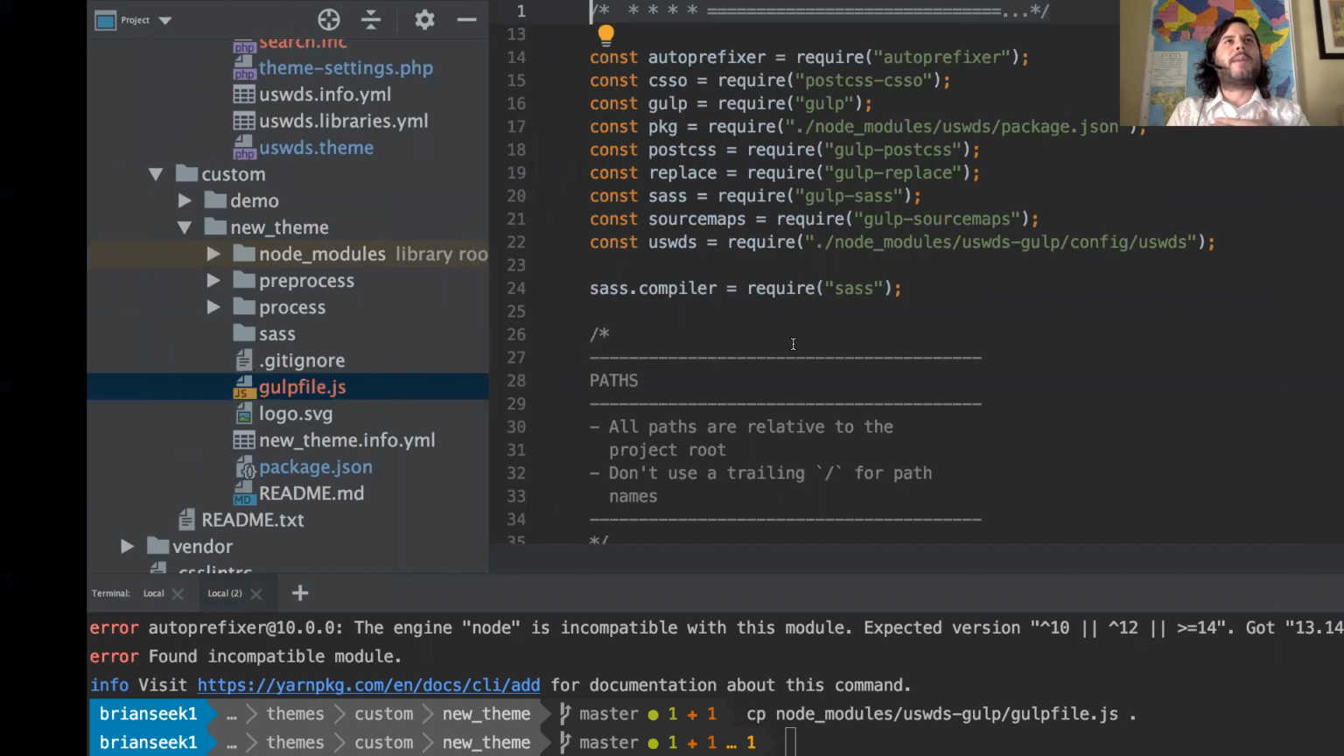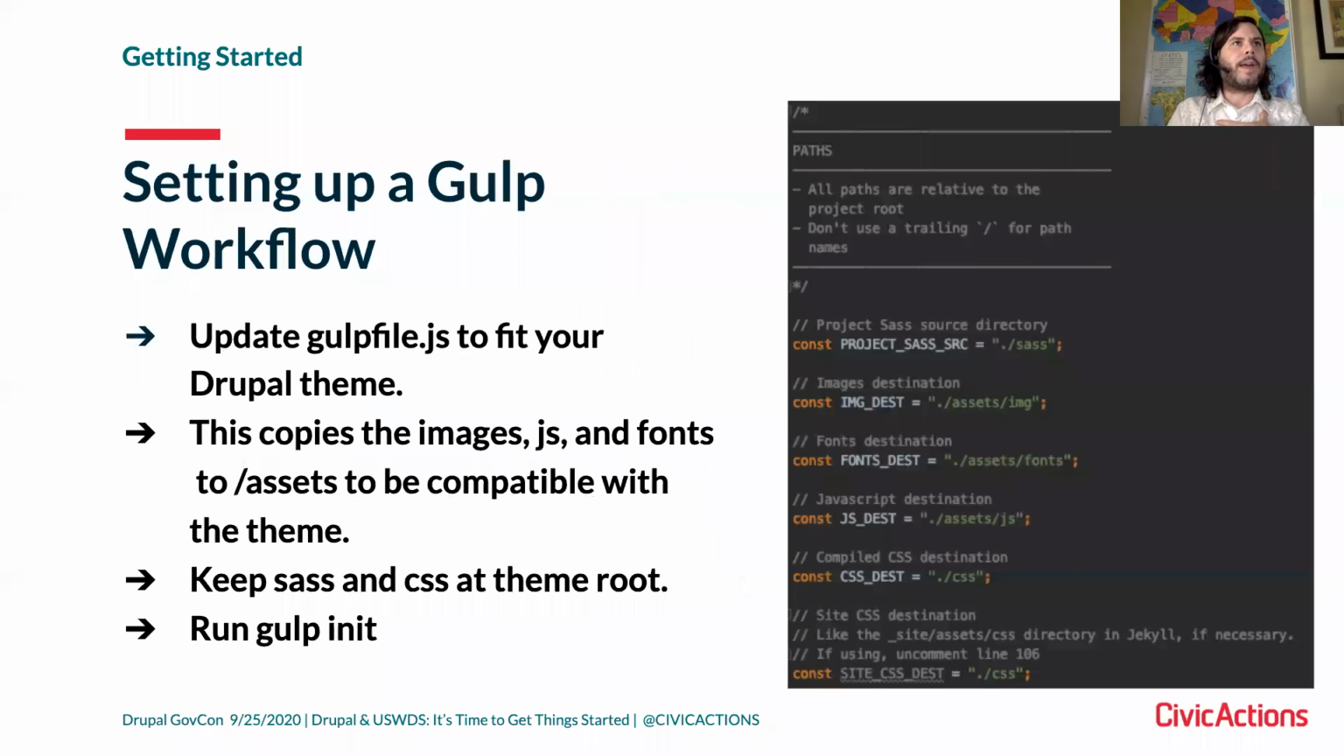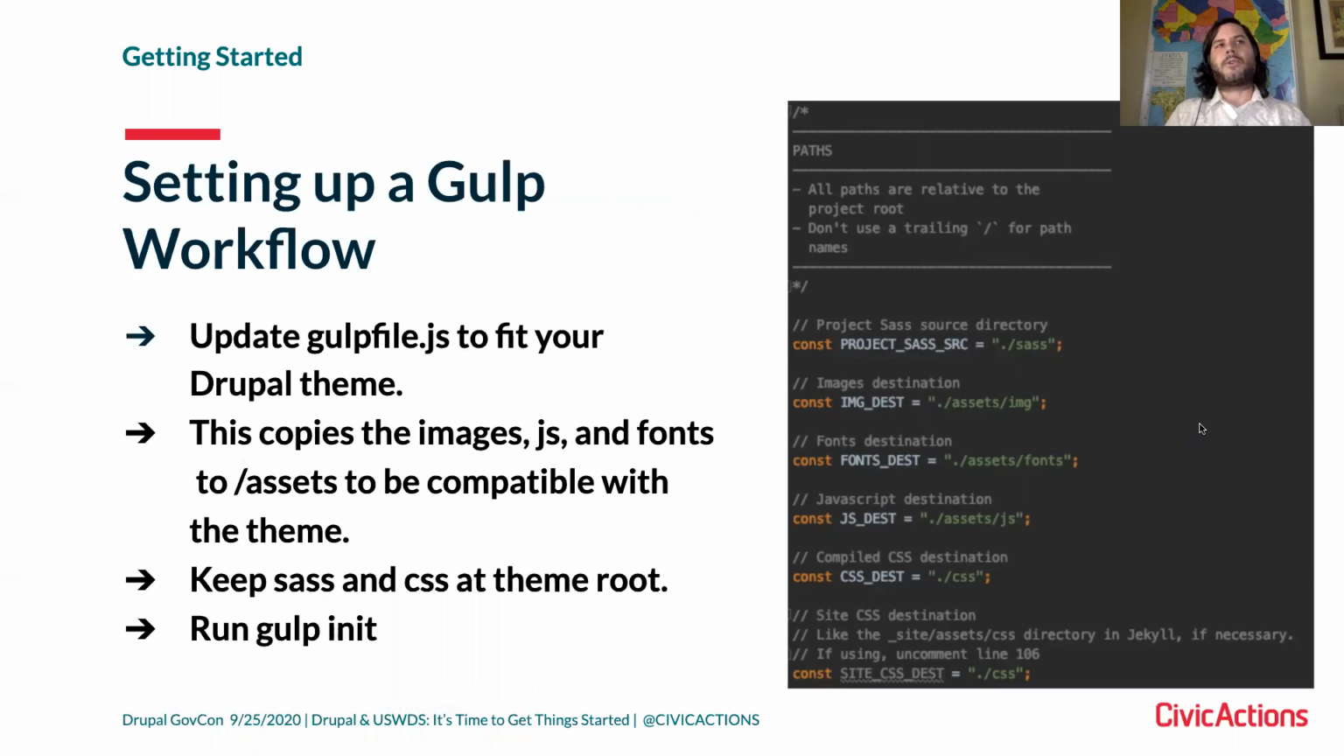All right, let's jump back to the slides real quick though, to make sure we're on track. So this is where we're at here. We just installed that stuff. And now we're gonna set up the Gulp workflow. So we have to update this gulp.js file to fit for our Drupal theme here. First thing we're going to do is we're going to change a lot of these directories you can see in the screenshot. And what this does is it tells Gulp where to copy your images, JavaScript, and fonts over so that the theme uses them.